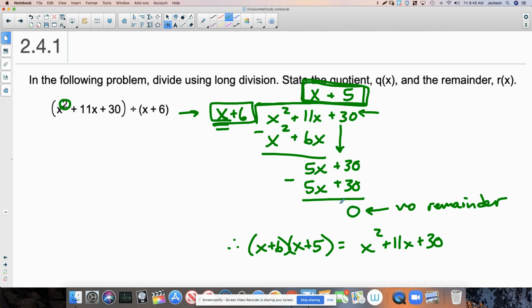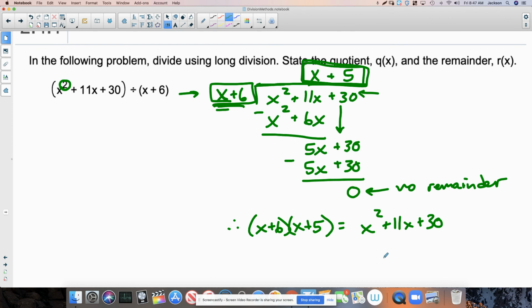Now, when there is a remainder, we'll get into some examples of that, but I just wanted to emphasize that the process here is very similar to what we do with integers, okay? And our final answer can be expressed two ways. I can say, yes, this times this is equal to that polynomial, okay? Or we could express our answer as the quotient, right? Where we said, okay, therefore, x squared plus 11x plus 30 divided by x plus 6 is equal to, and then we just write our quotient, right?